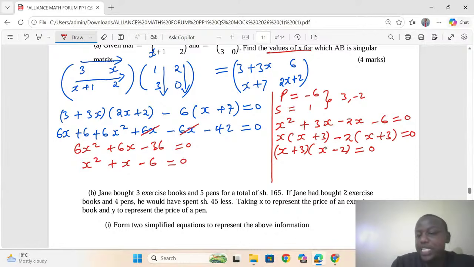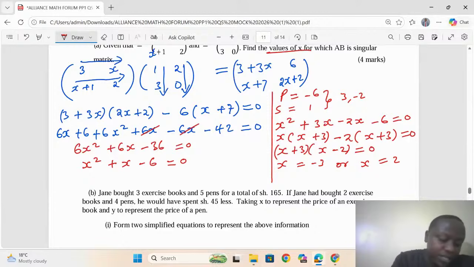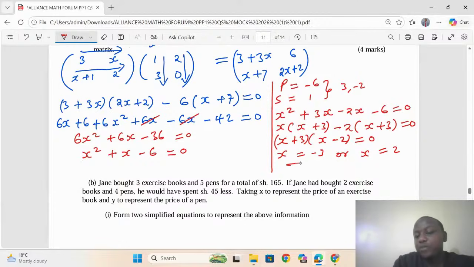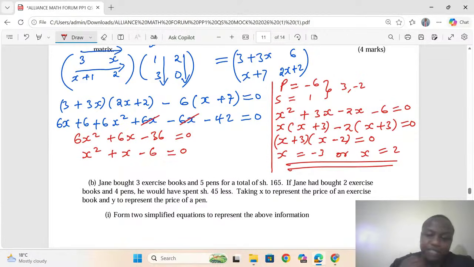Each of the factors can be equal to 0. X plus 3 equals 0, so x is negative 3. X minus 2 equals 0, so x equals positive 2. So the two possible values of x are negative 3 and positive 2. A very good question.